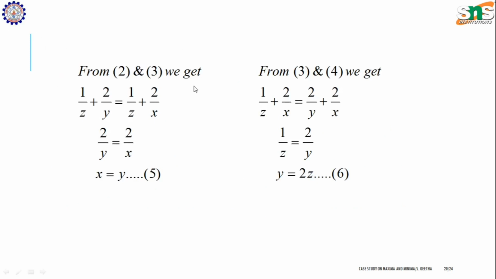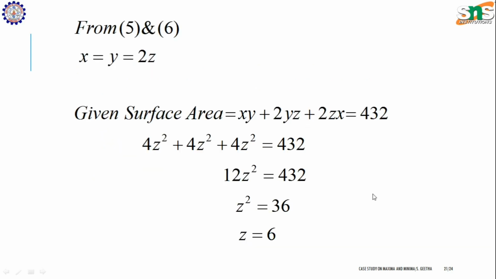From 2 and 3 we get 1/z + 2/y equal to 1/z + 2/x, 2/y equal to 2/x, which implies x equal to y. Keep this as equation 5. From 3 and 4 we get 1/z + 2/x equal to 2/y + 2/x, 1/z equal to 2/y, which implies y equal to 2z. Keep this as equation 6. From 5 and 6 we get x equal to y equal to 2z.